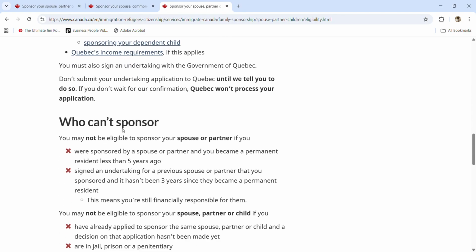And then, who can't sponsor? Here, you may not be eligible to sponsor your spouse or partner if you were sponsored by a spouse or partner and you became a permanent resident less than 5 years ago.